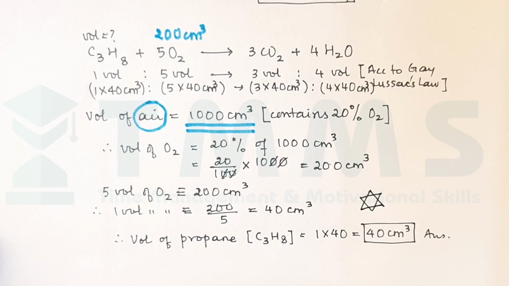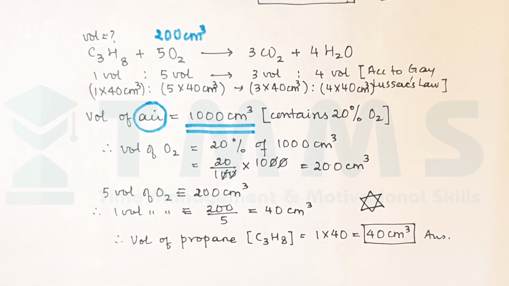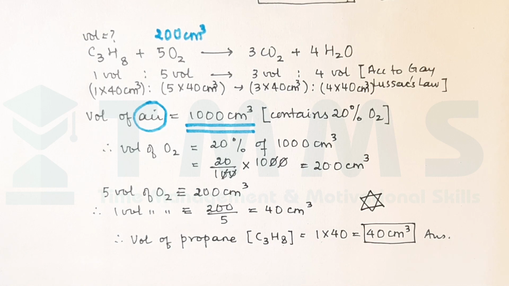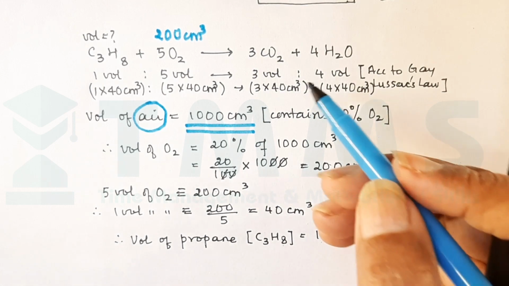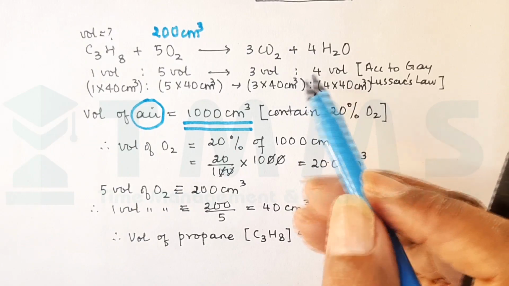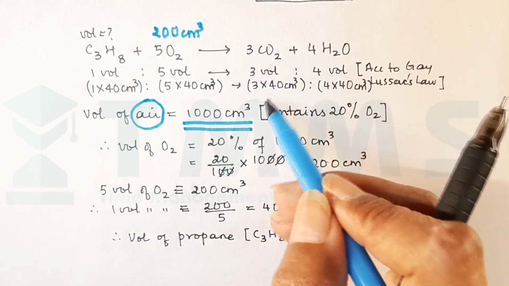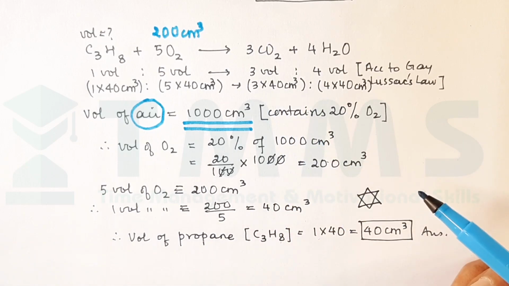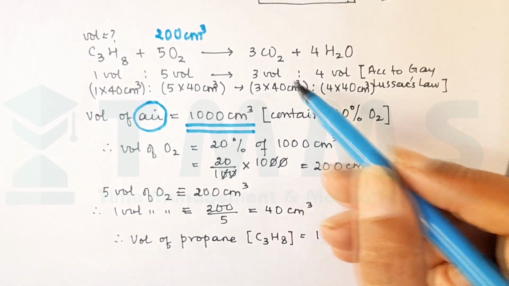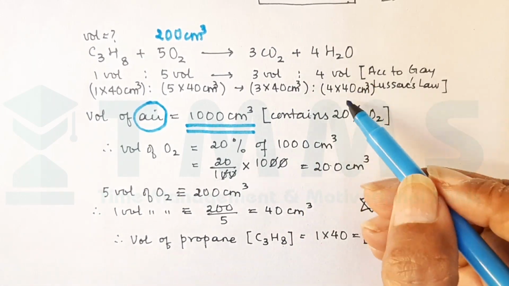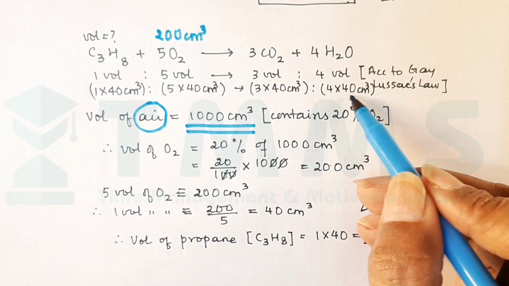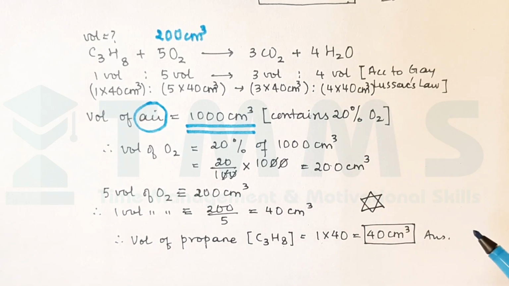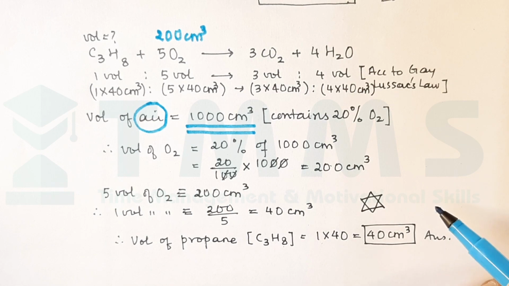Okay. Now I'm going to take a little bit of variation over here. What would you have written if they had asked you the volume of the resulting mixture? In that case, you would have said 3 volumes of CO2, that is 3 into 40, which is 120 centimeter cube of CO2. And how much steam would it have? 4 into 40 will be 160 centimeter cube of steam.